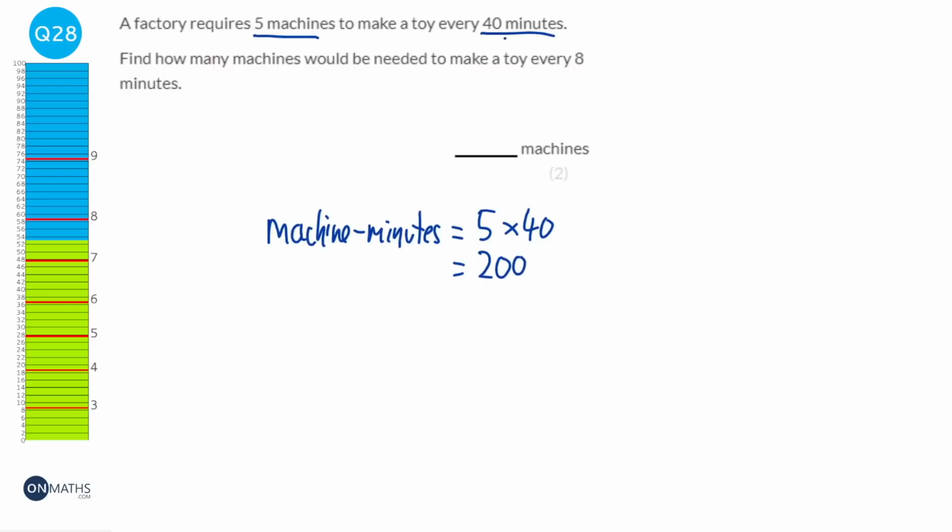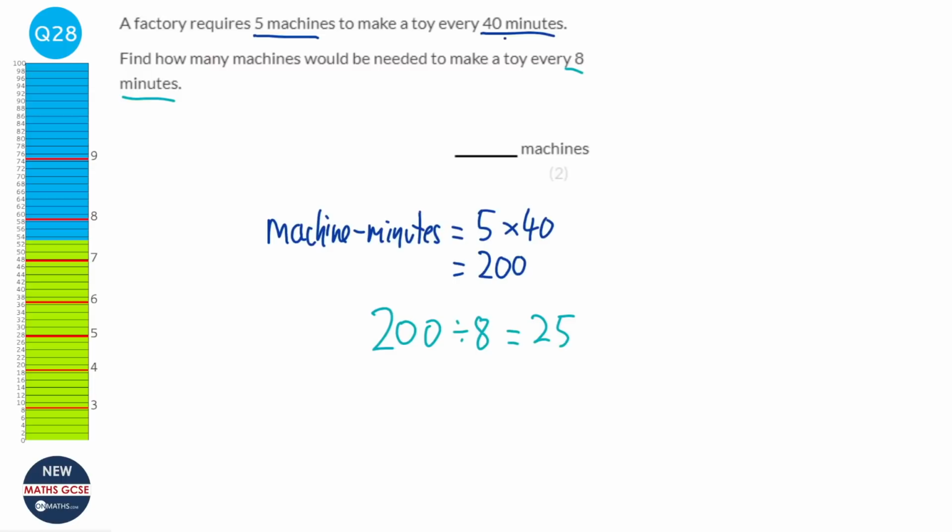Here we're asked, well, okay, what if we wanted a toy every 8 minutes? So we get the 200 and we divide it by 8. And when we do that, we get 25. So if we had 25 machines, we would be able to make a toy every 8 minutes.